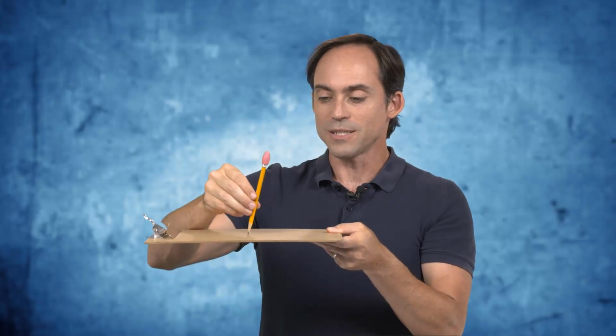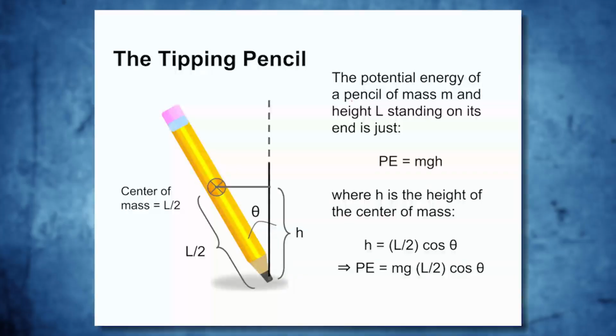And so if the pencil is tipped over just a little bit, then it's going to be pulling on that center of mass relative to its contact point, and we can write down a potential energy for that center of mass as just the length of the pencil divided by 2 times the cosine of the angle relative to the vertical axis. And you can work out the geometry on this on your own. But this gives us an expression for potential energy as a function of the tipping angle.